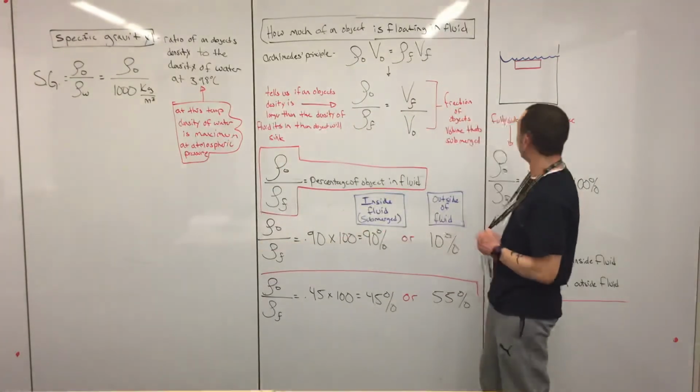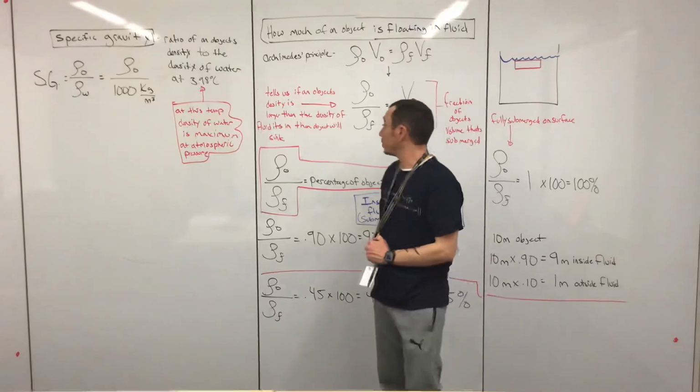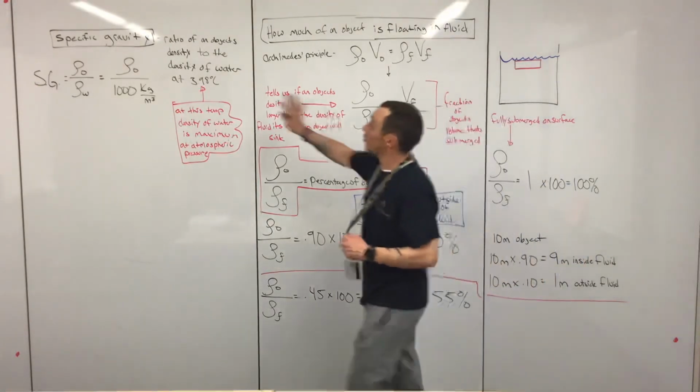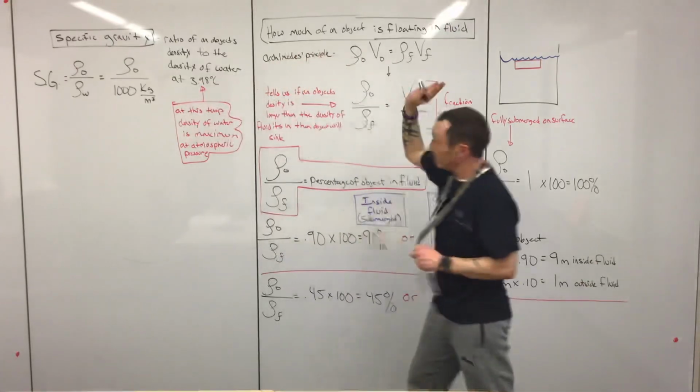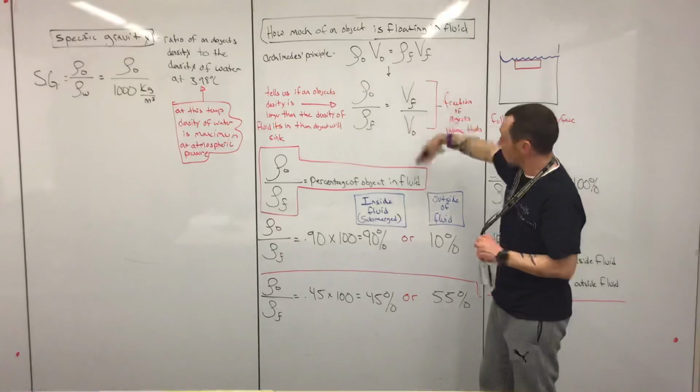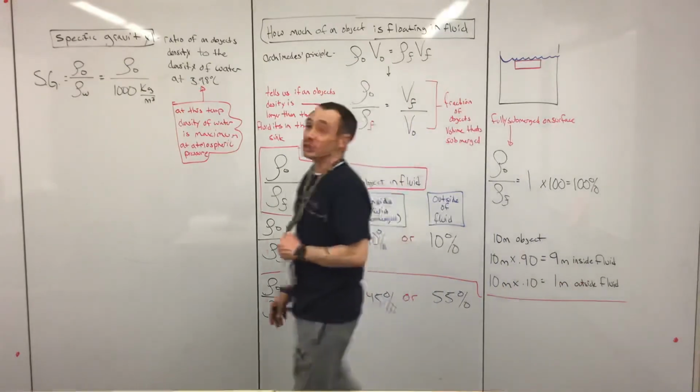Hopefully this was helpful. I know it was short, quick, and sweet, but that's what it was supposed to be. Hopefully you took something away from this. Don't forget specific gravity is something different. When we ask you for specific gravity, this is what we're asking you to do, but we can also use that ratio to do other things.